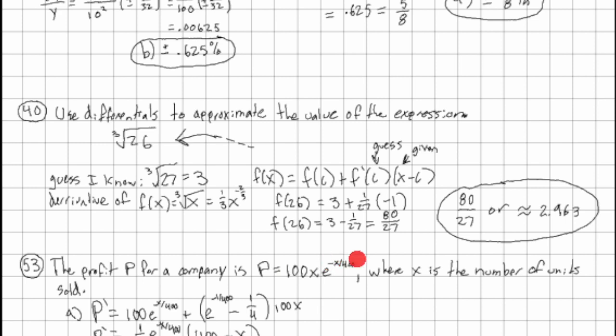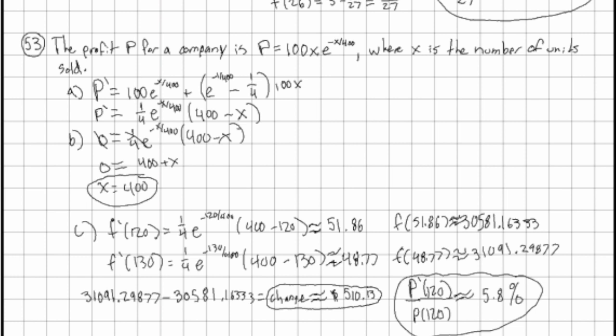And then 53 says the profit P for a company is P equals 100x e to the power of negative x over 400, where x is the number of units sold. Part A is asking me to find P prime, or the derivative of P. I have to use the product rule, so 100 e to the power of negative x over 400, plus the derivative of e to the negative x over 400 using the chain rule, which is negative 1 over 400, times 100x.